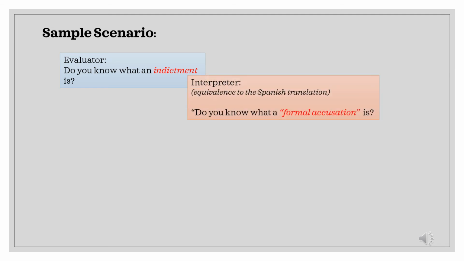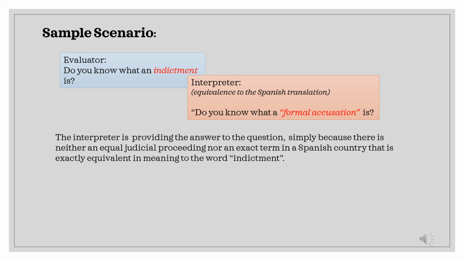For example, in the case of a Spanish-speaking defendant, the evaluator may ask, "Do you know what an indictment is?" which will be interpreted as, "Do you know what a formal accusation is?" So essentially, the interpreter is providing the answer to the question simply because there is neither an equal judicial proceeding nor an exact term in a Spanish country that is exactly equivalent in meaning to the word indictment. The typical translation for it is the actual definition of the term.